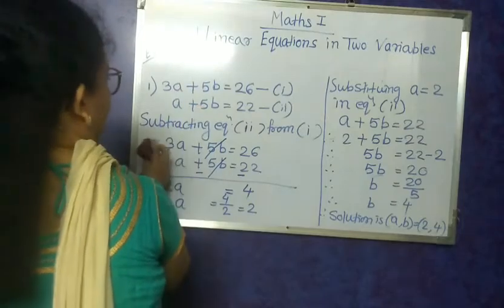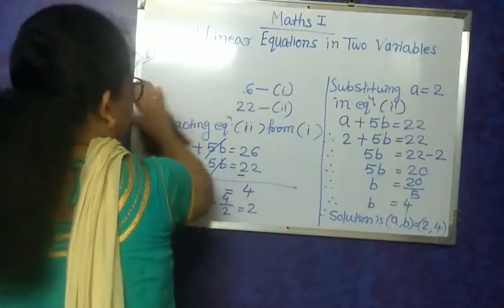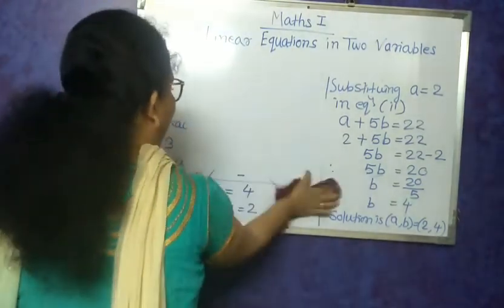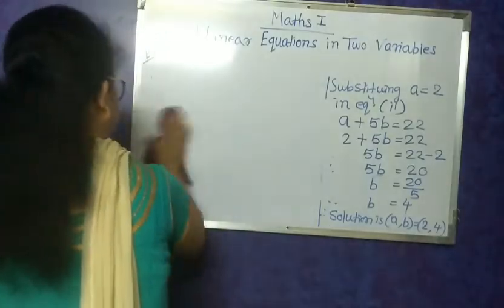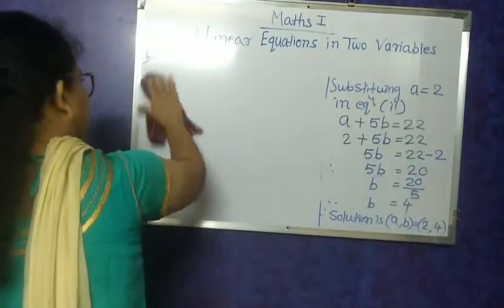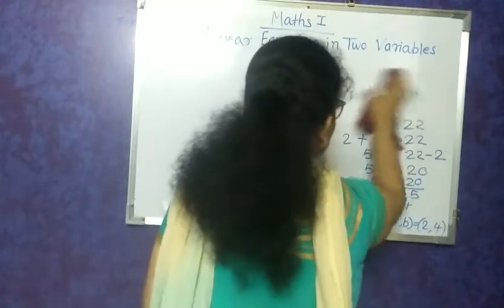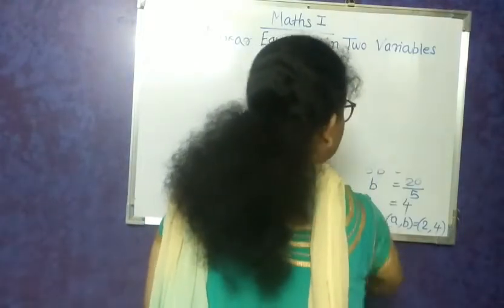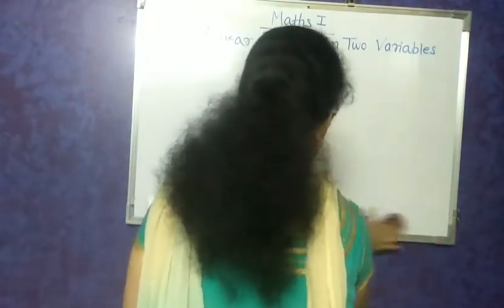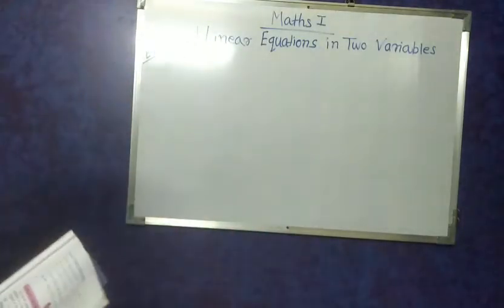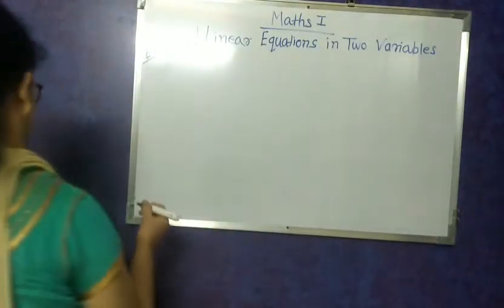Here one of the variables has equal coefficients, so directly we can do the addition or subtraction. But in some equations both the variables' coefficients are not equal. So first we have to equalize them and then only we can solve the sum. For that we will see the second one.